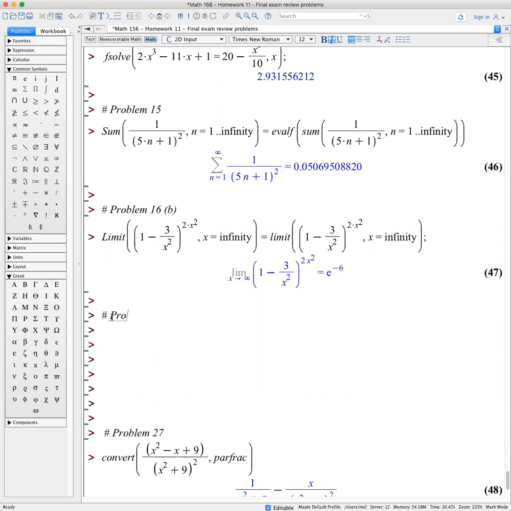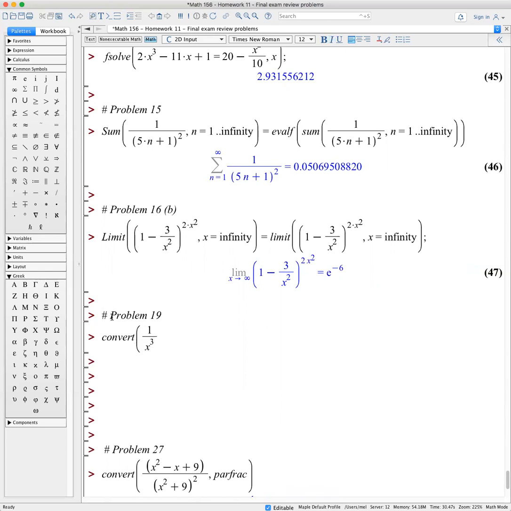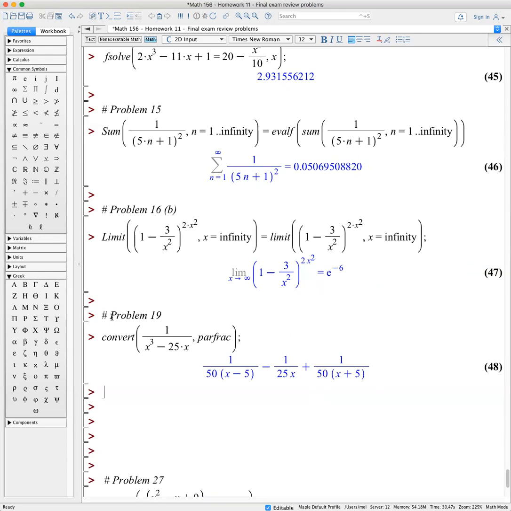So for problem 19, the command to convert to partial fractions is convert. And the function we're trying to convert in this case is 1 over x cubed minus 25 times x, parfrac. So this is the command to convert to partial fractions. And in this case, it's not too hard to do this by hand, but this is what it is.